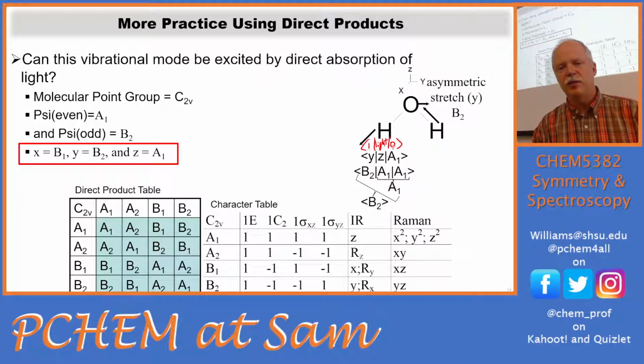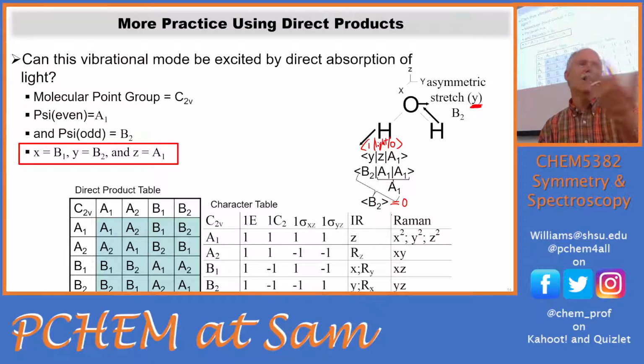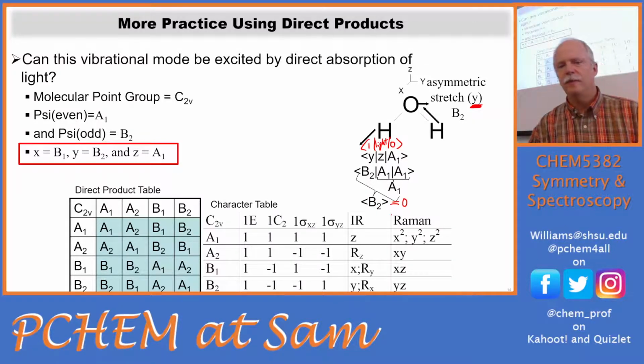So we're going from 0 to 1 in the vibration. We have light in the middle. This particular asymmetric stretch has Y symmetry, which is B2. So we have Z polarized light, which is A1. A1 times A1 gives A1, but A1 times B2 gives B2. So that's equal to 0. So Z polarized light will not cause this asymmetric stretch.